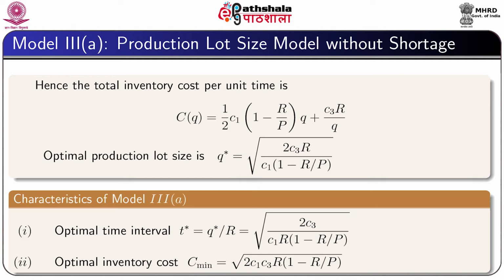The characteristics of the model are as follows. Optimal time interval T star is equal to Q star by R, which is equal to root over 2 C3 by C1 into R into (1 minus R by P), and then we can find the optimal inventory cost C minimum is equal to root over 2 C1 C3 R into (1 minus R by P).